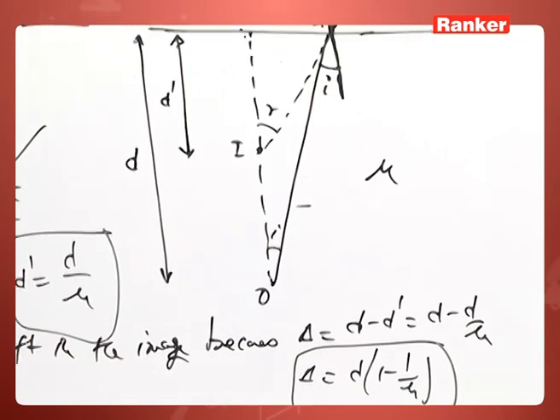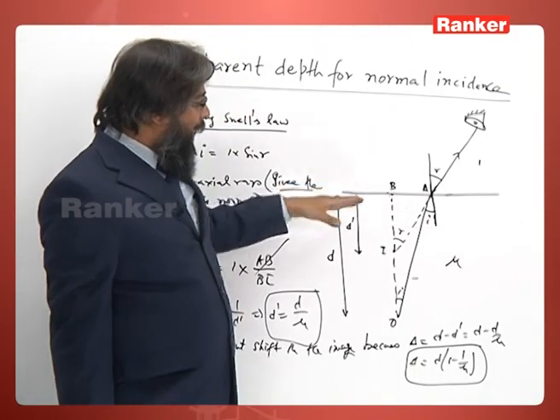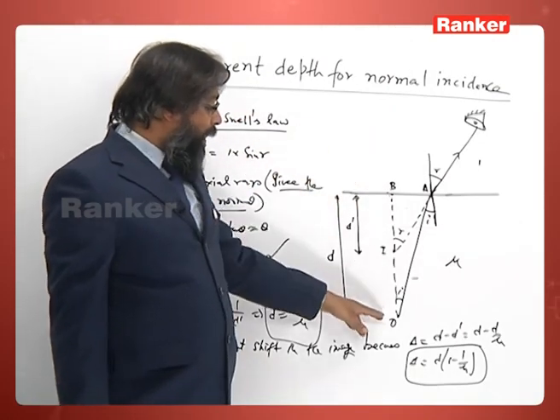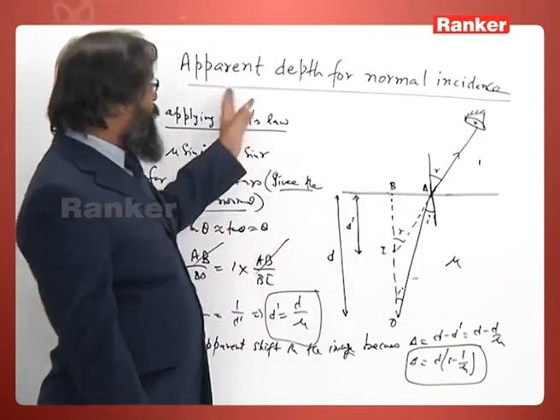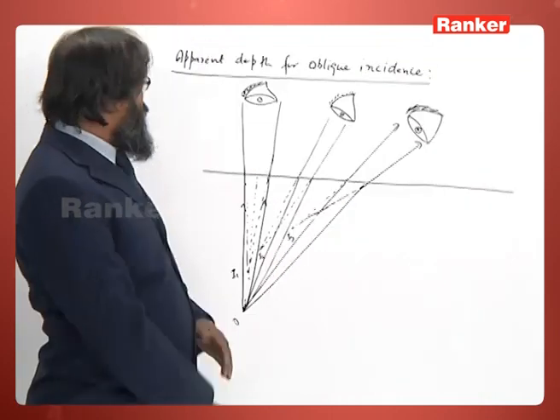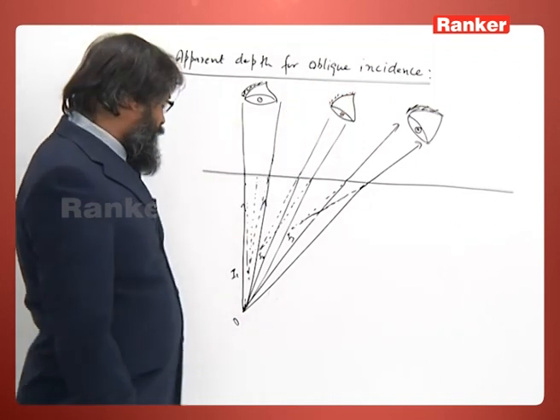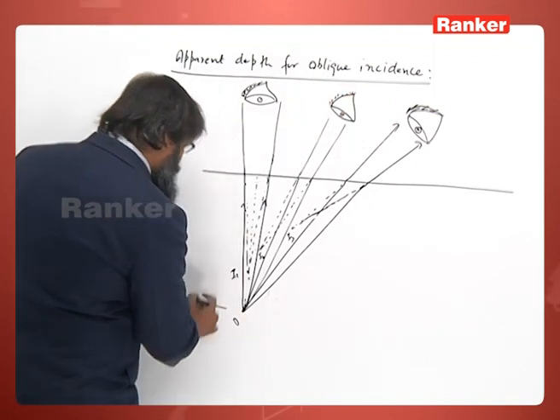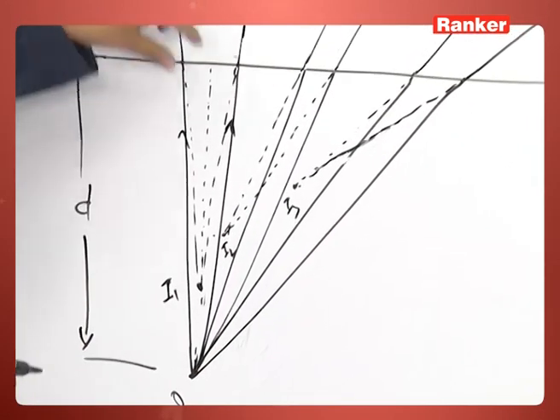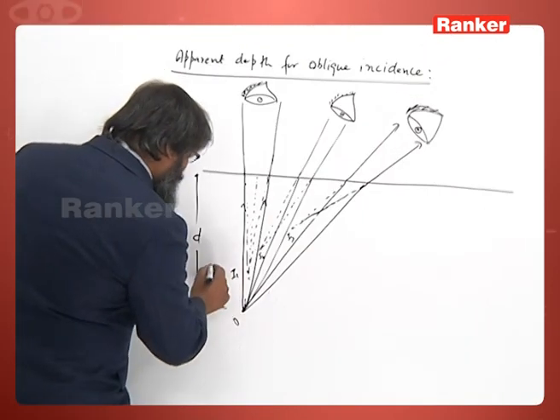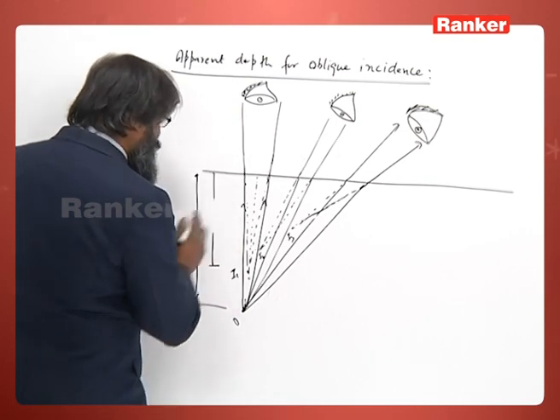Now, let us see, if we are really seeing at some angle, if there is an oblique angle of view, then how the object O will appear and where it will appear. That is apparent depth for oblique incidence. Next topic. Now, you see here apparent depth for oblique incidence. This is my object at a distance d from here. Now, if I see normally, the image is formed at a distance d by mu.